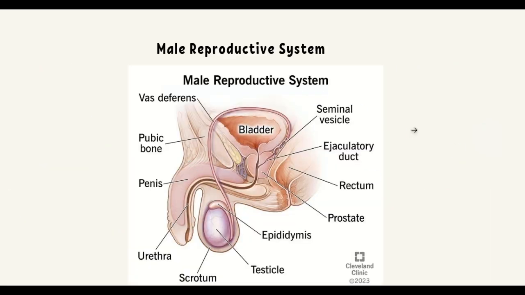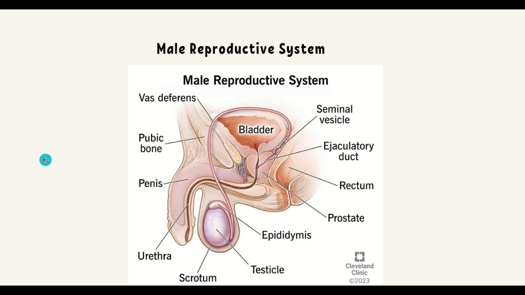Okay, so this is the male reproductive system now. Just look at it. This tube right here is called the vas deferens. You have the pubic bone, which is not really too relevant. Then you have the penis, the urethra here, the scrotum, the testicle, epididymis, the prostate, rectum, and then the ejaculatory duct. So this is the male reproductive system.